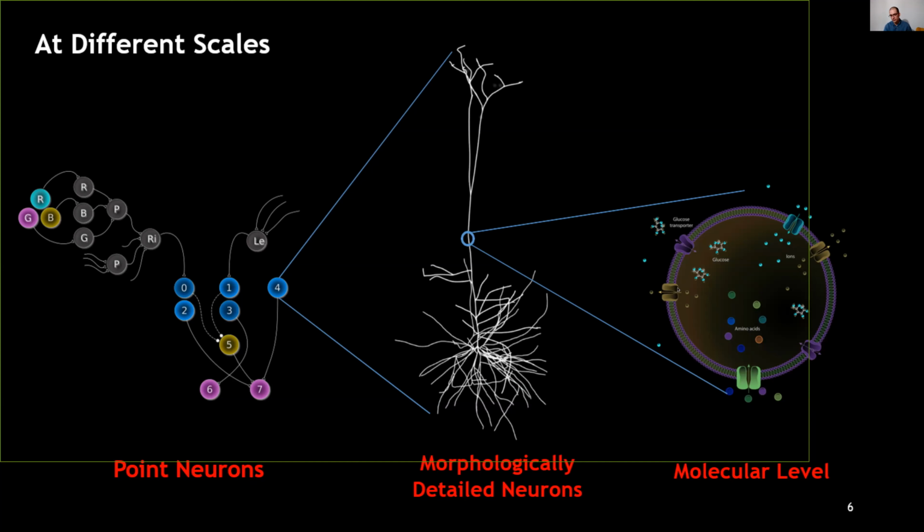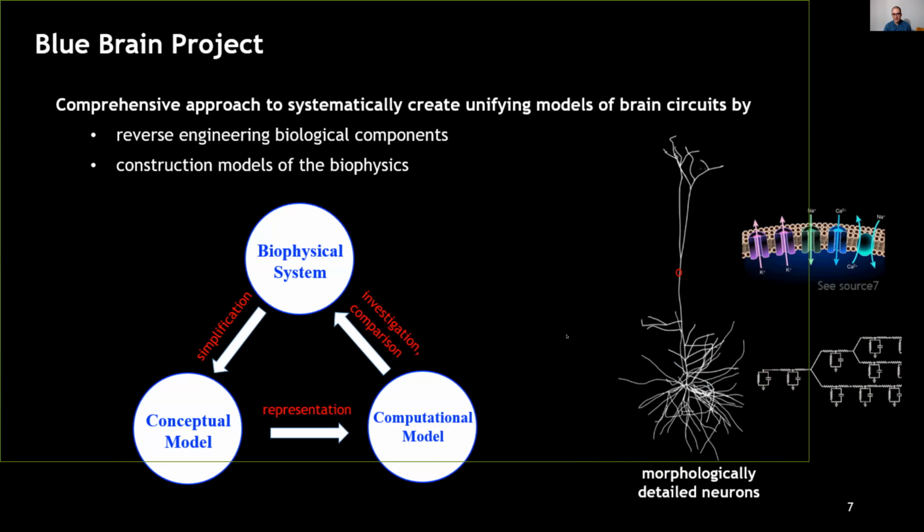And so that's the subcellular or molecular level. For us at the Blue Brain Project, we mostly focus on detailed neurons with electrical or chemical transmission. Our approach is that we basically reverse engineer everything. We take a lot of input data from labs, abstract it into a conceptual model, then expand this conceptual model again into a computational model of the brain.